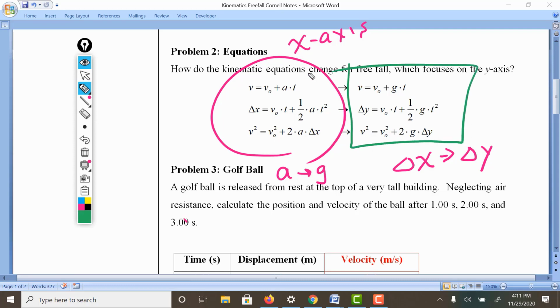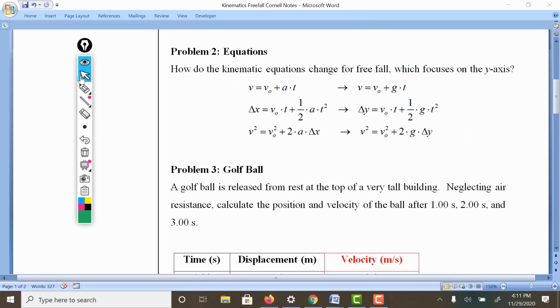The only difference you must be aware of and attentive to is positives and negatives. Be careful with that. Gravity will be going down, but the object might be going up. So keep track of that. We'll do a problem eventually with that information.